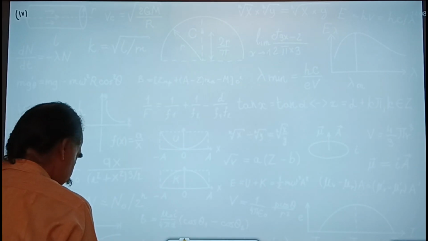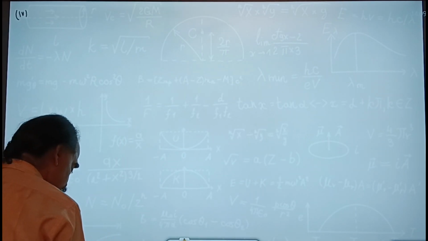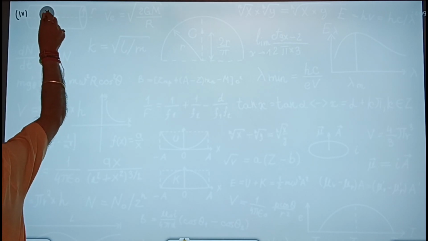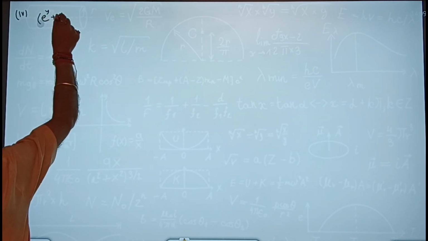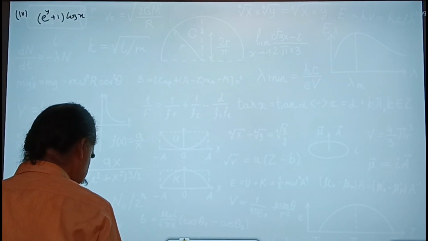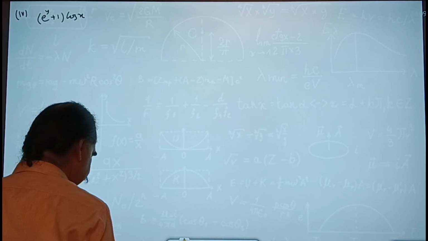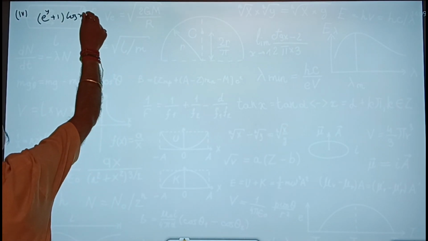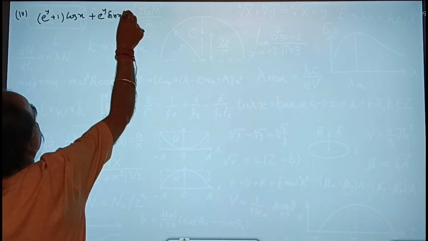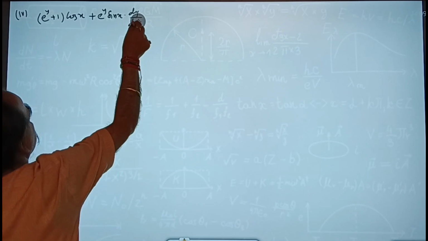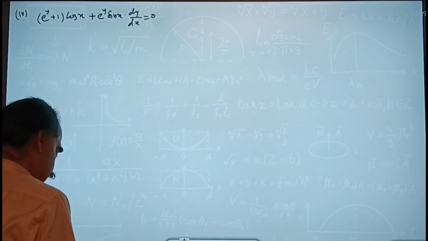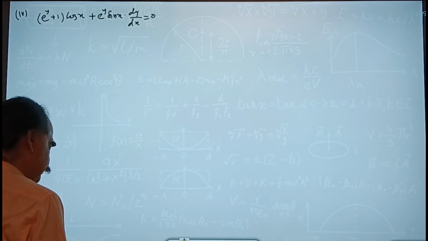Fourth is e raised to y plus 1 cos x plus e raised to y sin x into dy by dx is equal to 0. When x is pi by 6, y is 0.